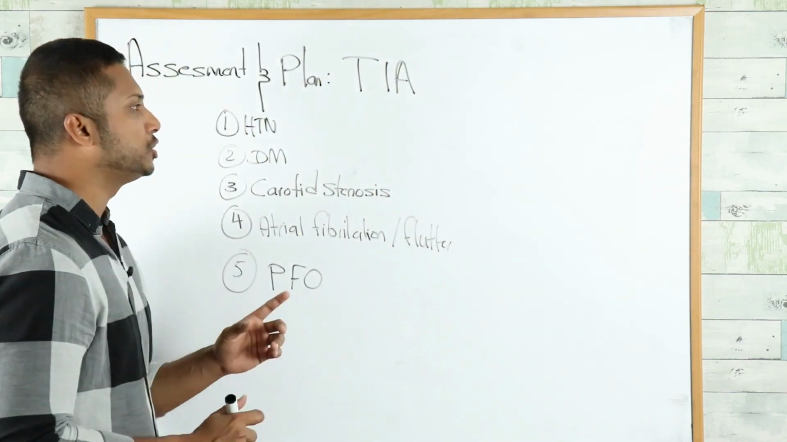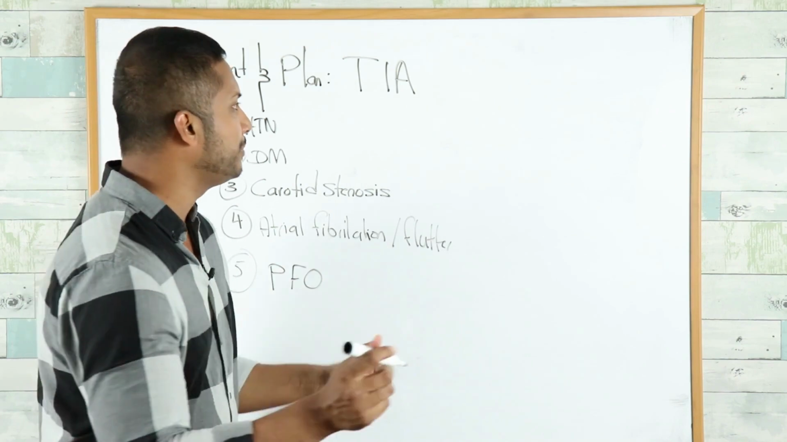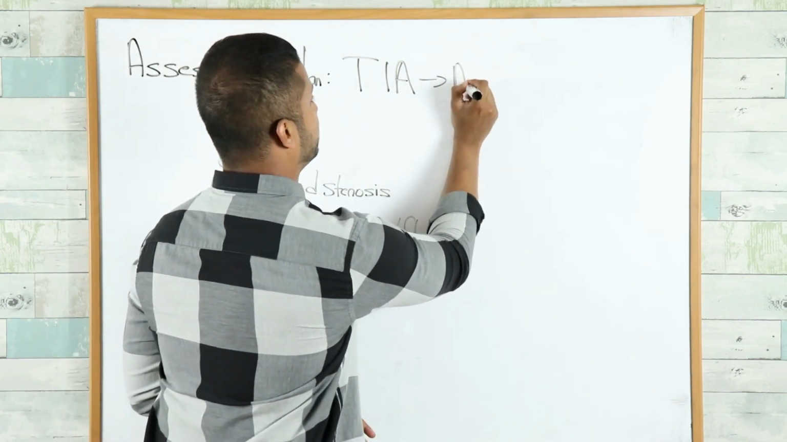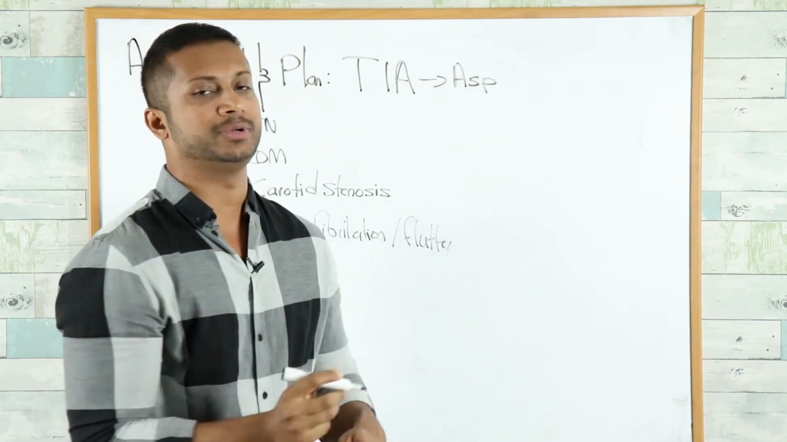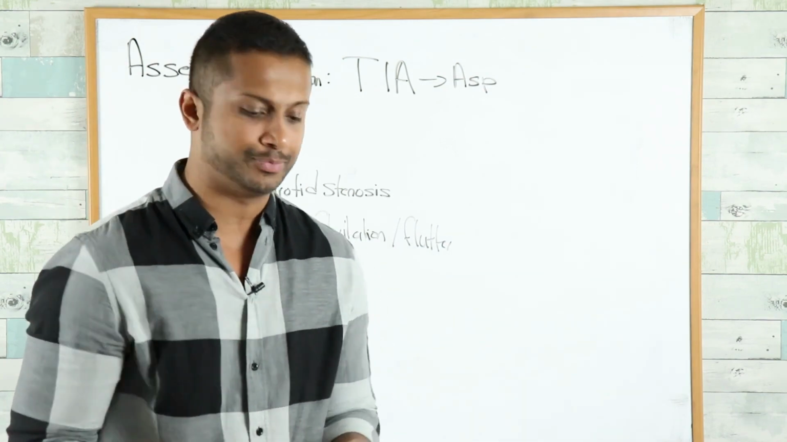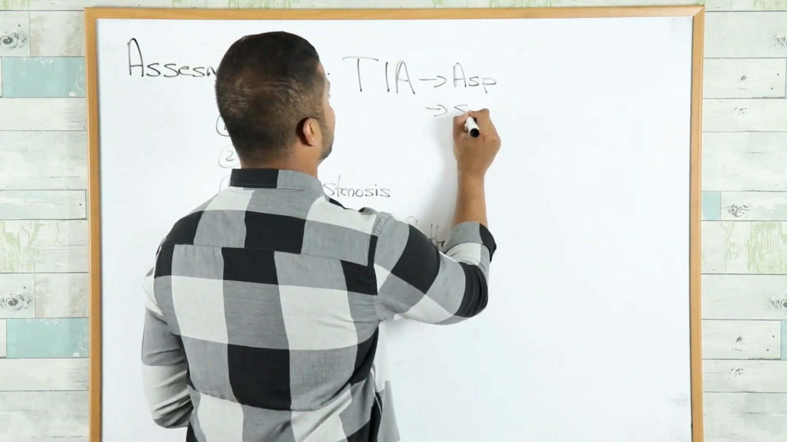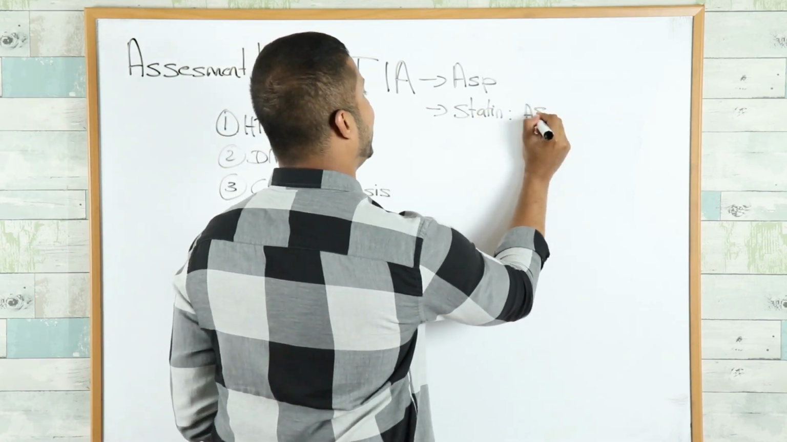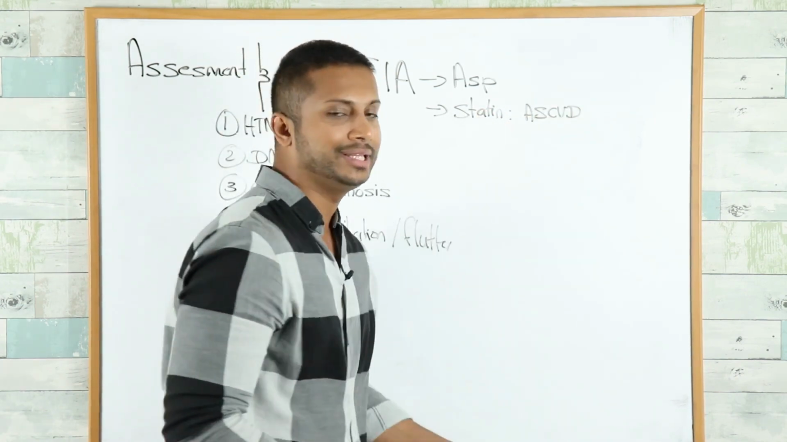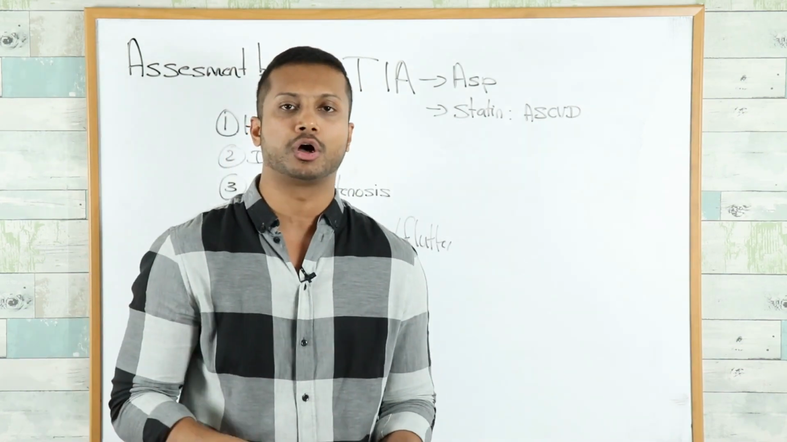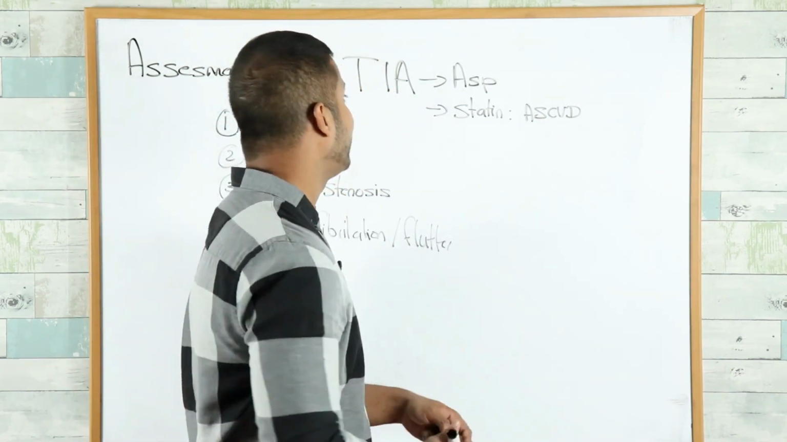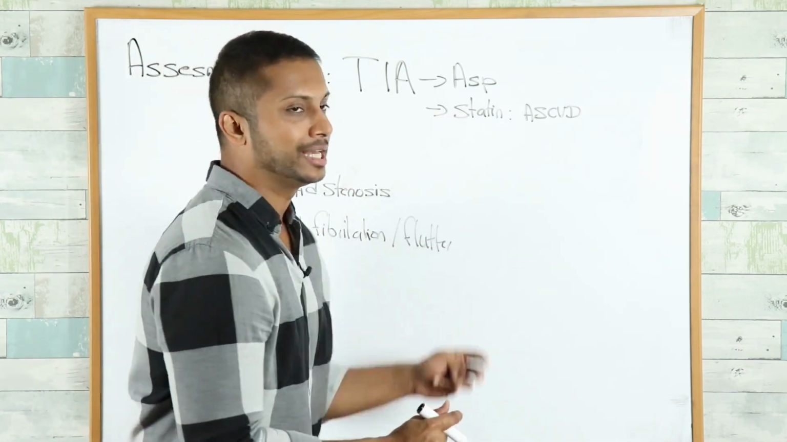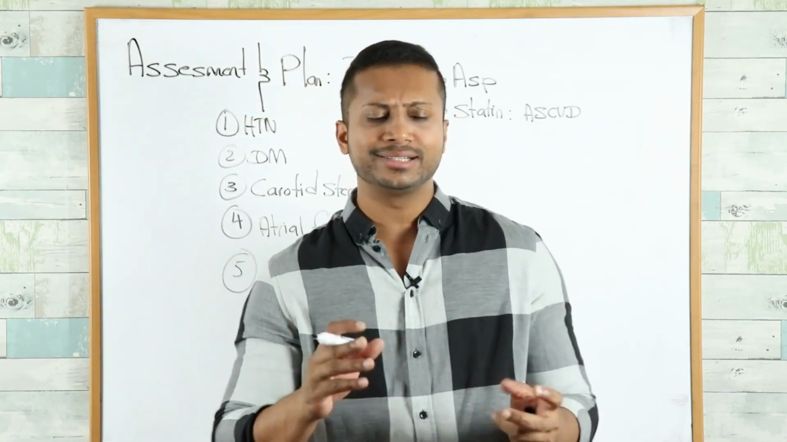So important things that you're going to do: in a patient with TIA, you must make sure the patient is on aspirin. If the patient is not on aspirin, you're going to start aspirin. Apart from that, you're also going to start the patient on a statin, and to start the statin, you're going to follow the ASCVD score. To know what the ASCVD score is, watch our videos on the ASCVD score. Alright, so aspirin and atorvastatin you're going to do.